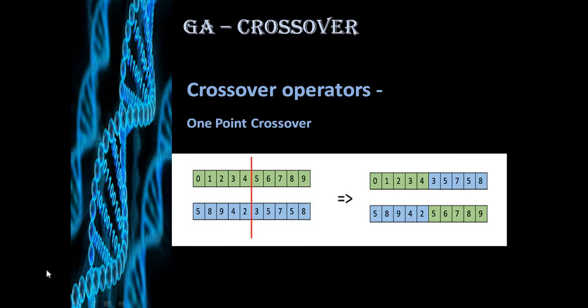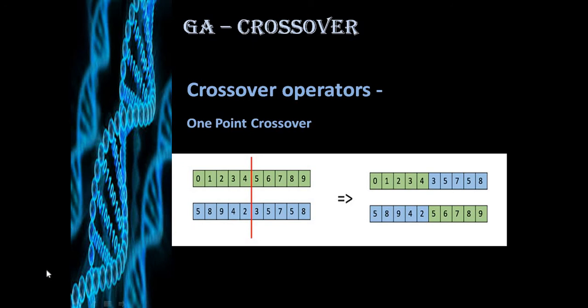Genetic algorithm crossover operation. The crossover operator is analogous to reproduction and biological crossover. In this, more than one parent is selected and one or more offspring are produced using the genetic material of the parents. Here we will discuss some of the most popularly used crossover operators. And first is the one-point crossover.